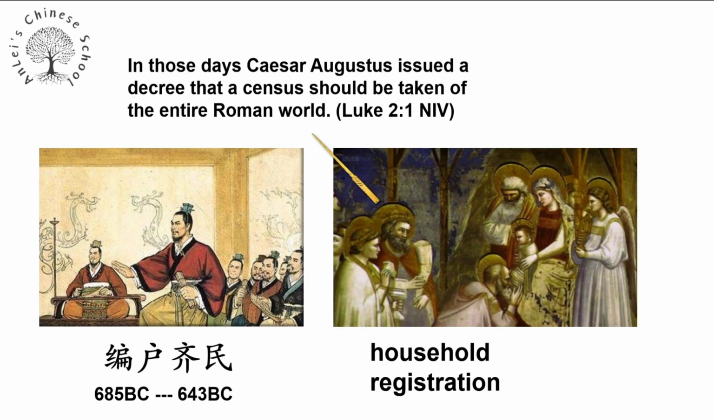In the Bible, it said in those days, Caesar Augustus issued a decree that a census should be taken of the entire Roman world. This system, adopted in China in 685 BC, is called Bianhu Qimin. It means registered households as equal people. It's an important manifestation of the centralized imperial system in ancient China's grassroots management. It closely connects individuals with the state through household registration, which not only maintains the rules of the dynasty, but also profoundly influences the production, life, and the social structure of ancient Chinese.